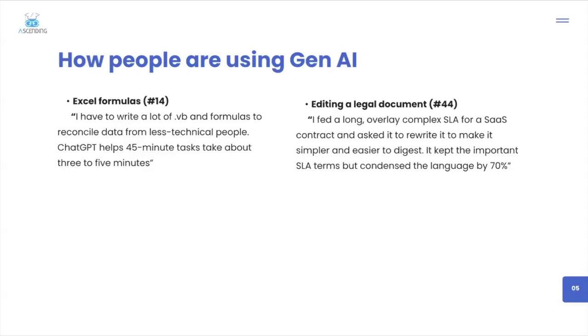Imagine you are a legal professional. You were handed a 300 pages long complex SLA, a service level agreement for a SaaS company. And imagine you have a tool that can give you a condensed version of it without losing the details. Those are the most interesting areas where GenAI can be useful for people's day-to-day work.